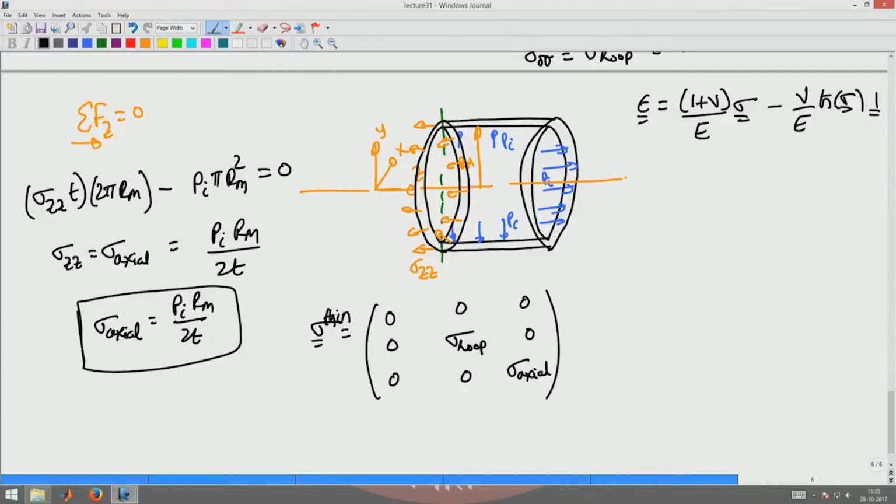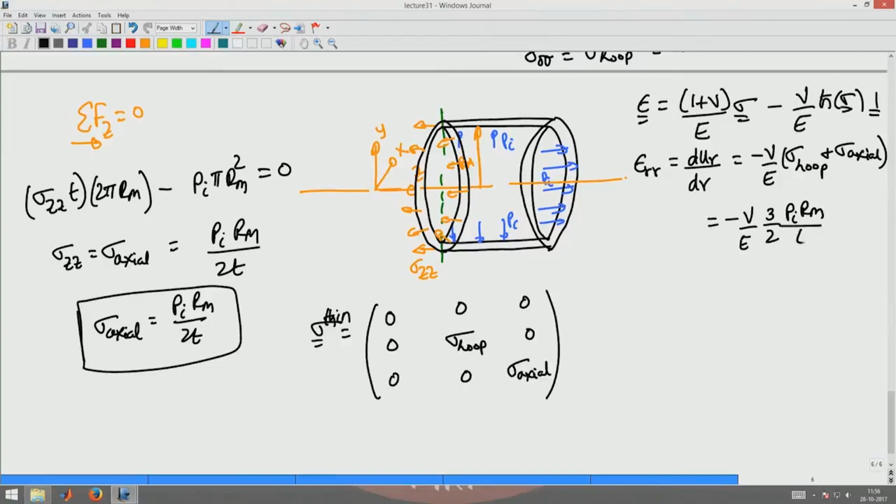Now, for this you will find that epsilon RR, the radial component of the strain, which we found in the previous lecture, is related to the displacement by dur by dr. From the constitutive equation you will find that it is minus mu by E into sigma hoop plus sigma axial. So this is minus mu by E into 3 by 2 pi Rm by T.